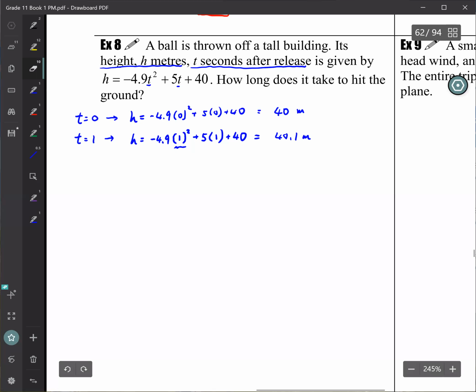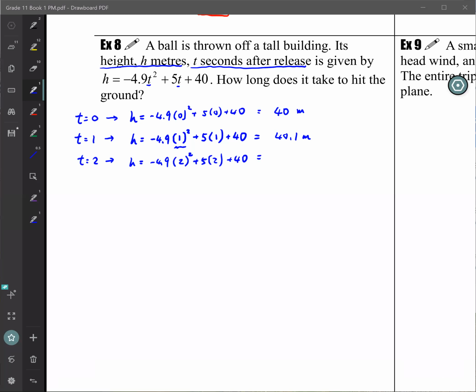So looks like, I thought it's just dropping down, but it looks like it's thrown up and then falls down. Let's try one more. 2 seconds then. So h equals negative 4.9. You have to follow the order of operations. Square first. So raise your hand again once you have the answer for 2 seconds.